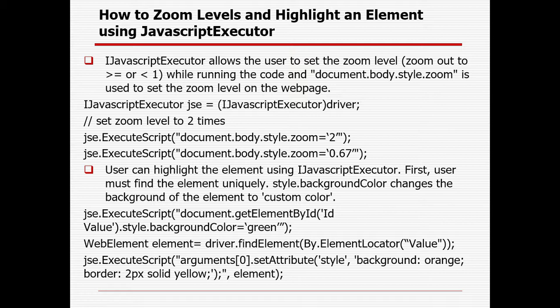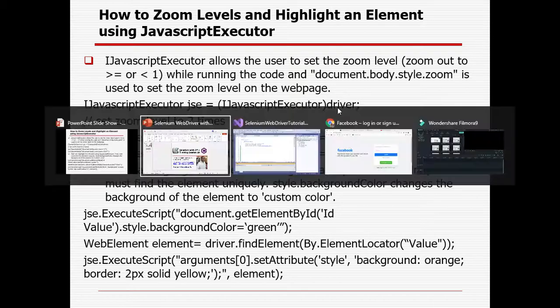Suppose by default our window will be maximized at 100%, the zoom level will be 100%, but if you want to reduce it to, say, 50%, 60%, or maybe 200%, 150%, then how can we do that? For that we use the IJavascriptExecutor, and we can use document.body.style.zoom, which is the method available in the IJavascriptExecutor, and with the help of this method we can set the zoom level of our window. Okay, so let's see how we can zoom our window based on our requirement.